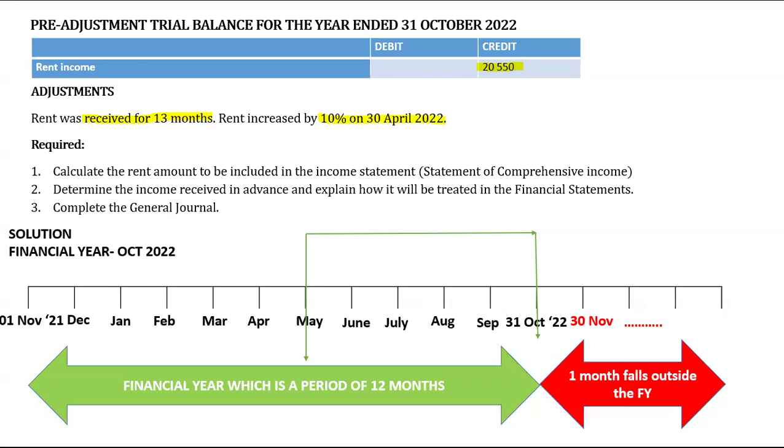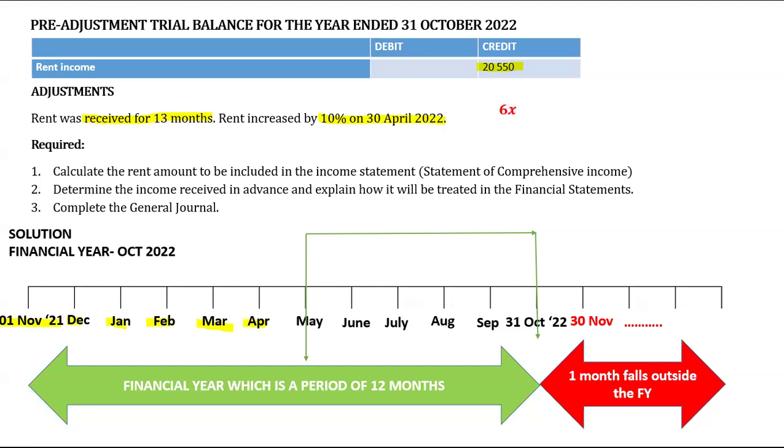Now, we don't know what rent was every month. We don't know how much was rent for the month of November, December, January, February, March, and April. That is 1, 2, 3, 4, 5, 6. So for those 6 months, we don't know what rent was. So we'll just say it is X.